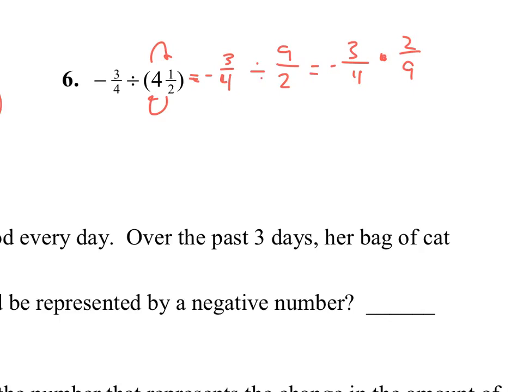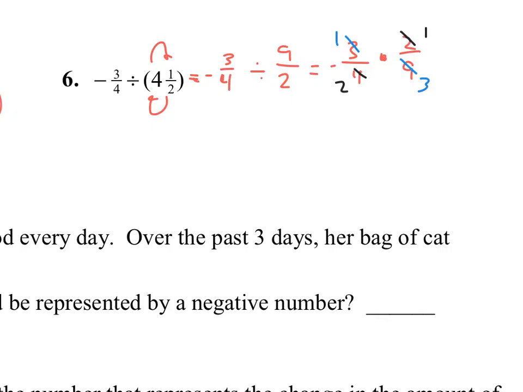Can we cross cancel here? Yes, we can in a big way. So we got 3 and 9. 3 will go into 3 one whole time. 3 will go into 9 three times. 2 and 4. 2 will go into 2 one whole time. 2 will go into 4 two whole times.